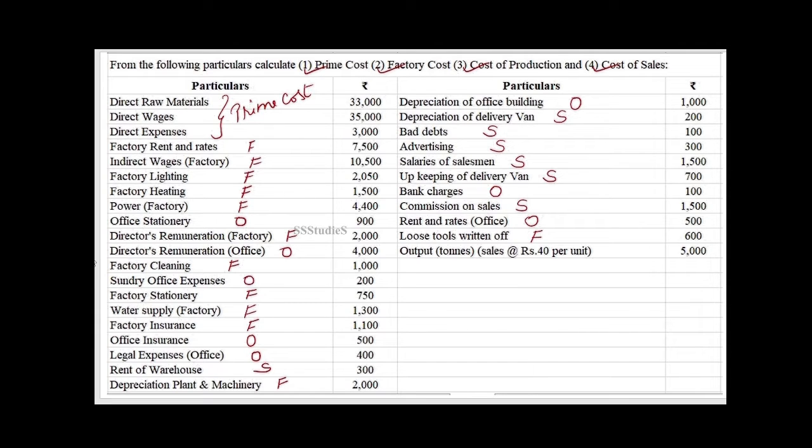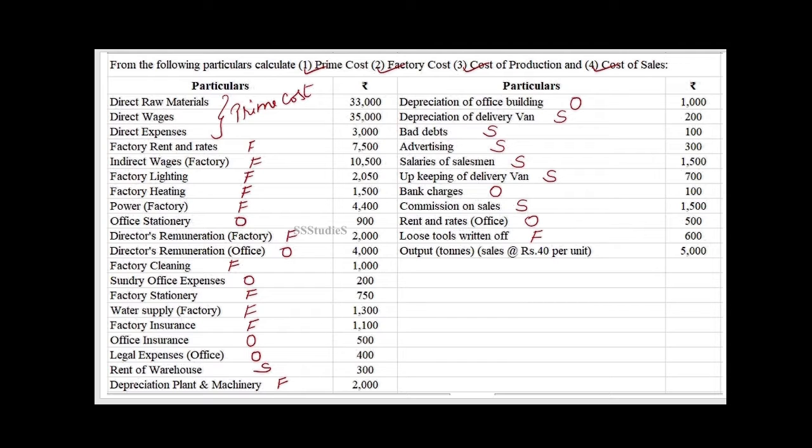Then output, this is the sales figure. So these are the information. Let us quickly solve the problem. In this problem, they have not given any information relating to the opening and closing stock of raw materials or work in progress or finished goods. So this is a straightforward simple problem.